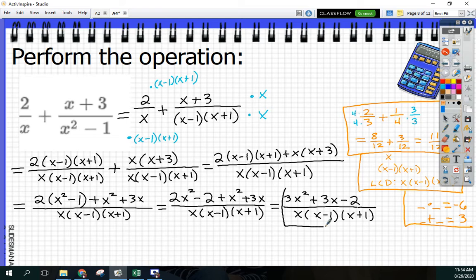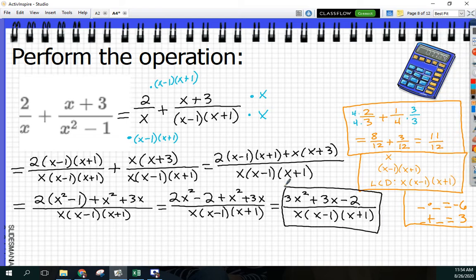Now, most of the time, as long as you used your least common denominator, your final answer, once you've simplified everything, should be in simplest form. Every once in a while, you will get something that factors or reduces out, but most of the time, that's just going to be your final answer.